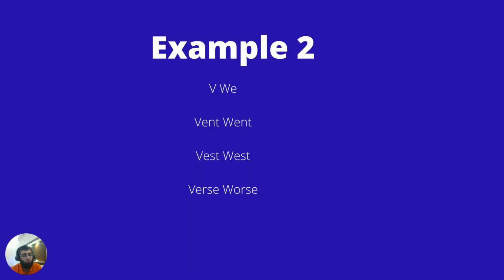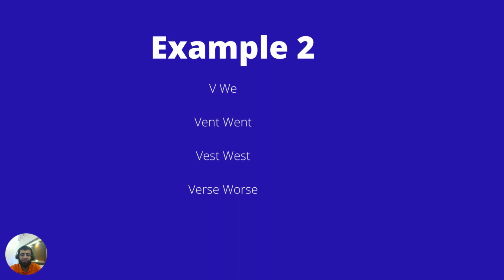Now, somebody who's trying to improve their accent and improve their English language, this can throw off the new learner. So, for example, starting with the letter V or W: V, vent, W, went; V, vest, W, west; V, verse, and with W, worse.